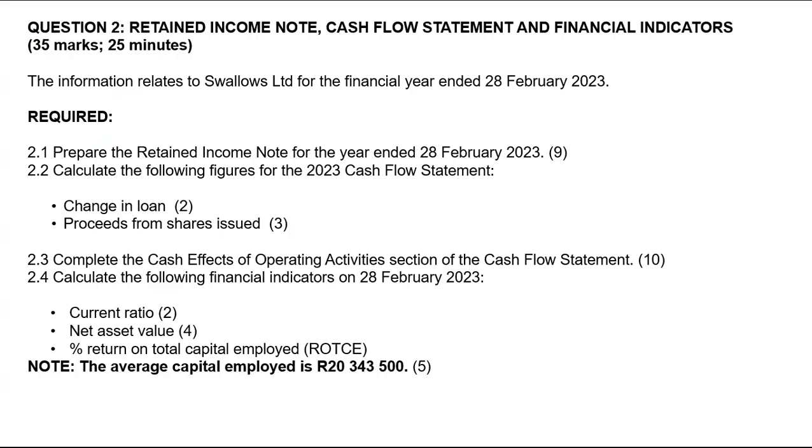The first question, which is 2.1, requires us to prepare retained income note for the year ended 28th February 2023. Right now, all I'm thinking about is the note itself, the structure of the note. What is the first item that goes into the retained income note? Do you know? What is the first item that goes to retained income note? Let's see if you know.